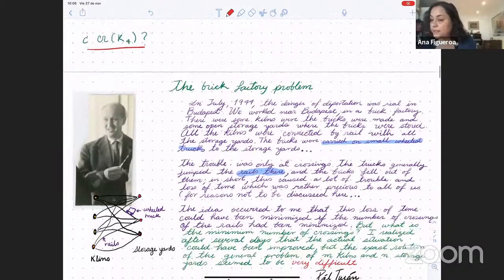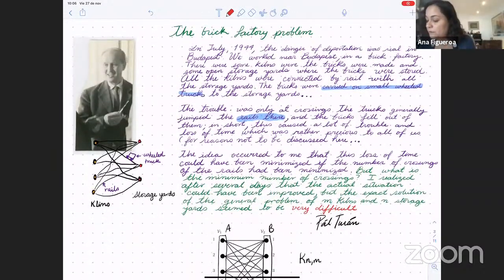This problem started with the brick factory problem. In July 1944, a Hungarian mathematician, Paul Turan, wrote a letter to his friend Richard Guy. And here I put some things that were written in that letter. For example, in July 1944, the danger of deportation was real in Budapest. We worked near Budapest in a brick factory. There were some kilns where the bricks were made. Here you have the kilns. And some open storage yards where the bricks were stored. Here are the storage yards.